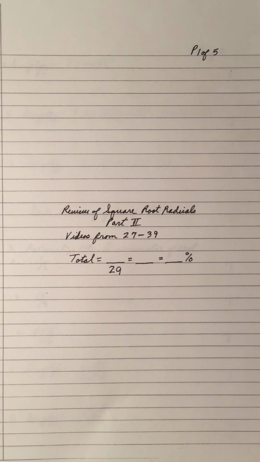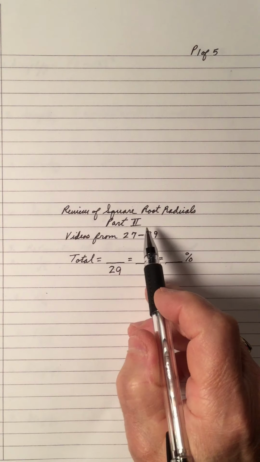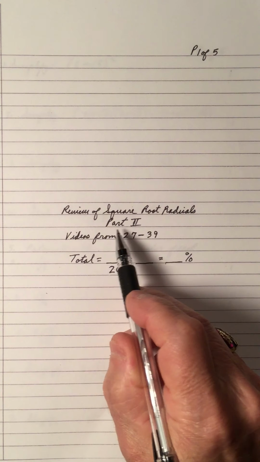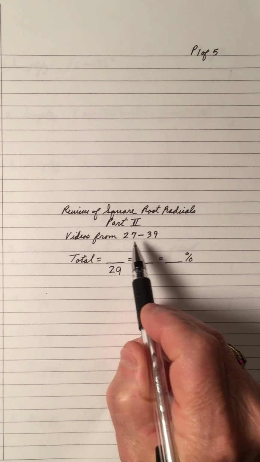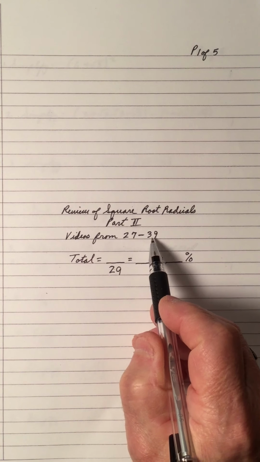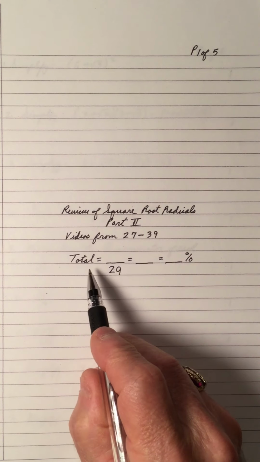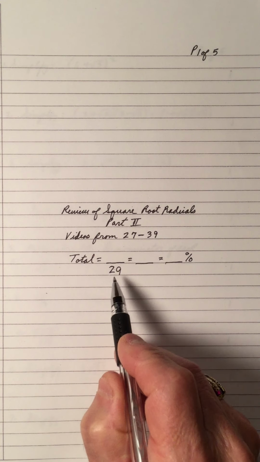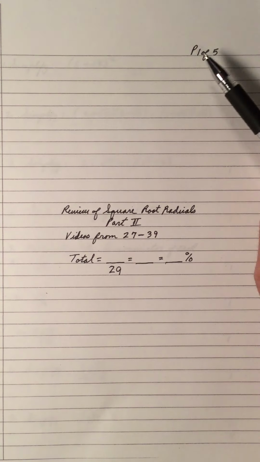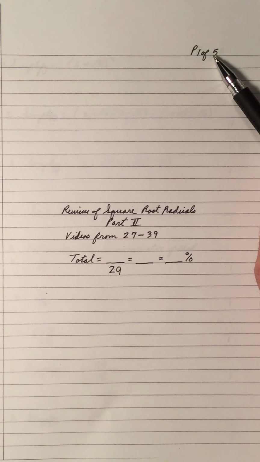Hi, welcome to my video on the review of square root radicals part 2. This is the videos from number 27 to 39 on my YouTube channel. And as you can see, the total is marked out of 29, and this is the first page of 5, so there's 4 more pages to come.